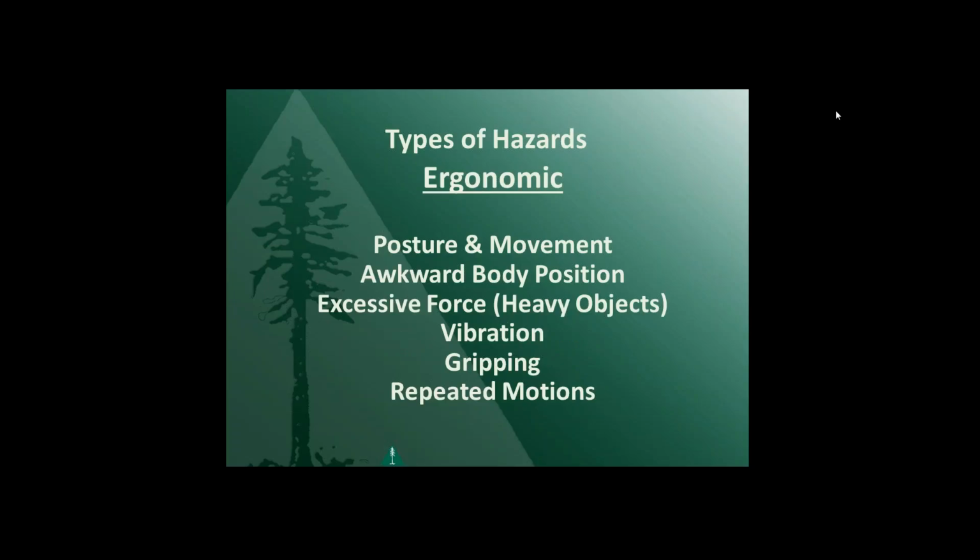Ergonomic hazards. This is the one we've been working on a lot lately. We have the OSHA grant to do ergonomic training for all of our members and to be involved with increasing the awareness of ergonomic hazards because of the cost associated with these types of injuries. So you have to look at what the hazards involved with ergonomics are. Well, posture and movement, awkward body positioning, excessive force, vibration, gripping, and repetitive motions. The more we do of these things in conjunction with the other factors, the more it increases the likelihood of an injury. So we have to look at whether we have these things, and if we do, how we are going to manage them.